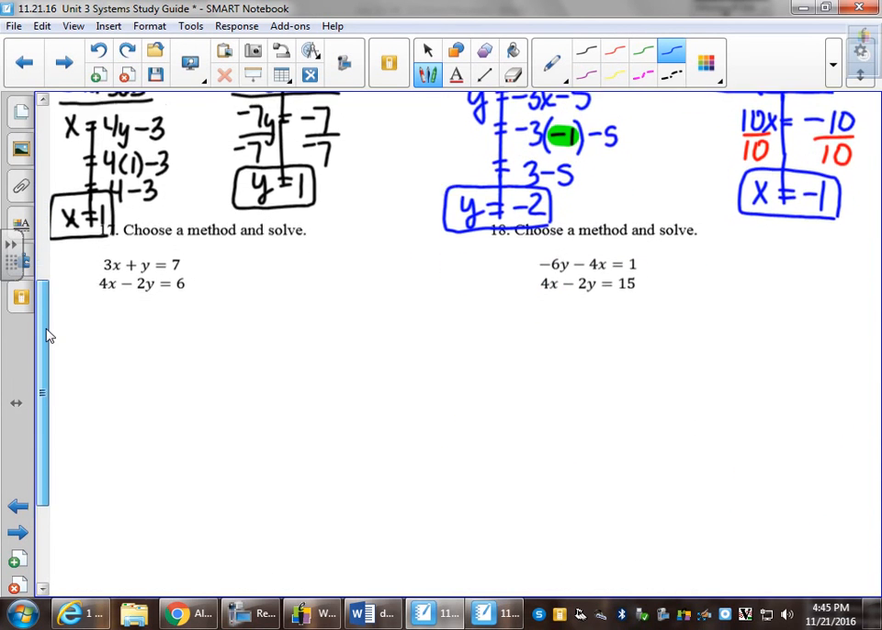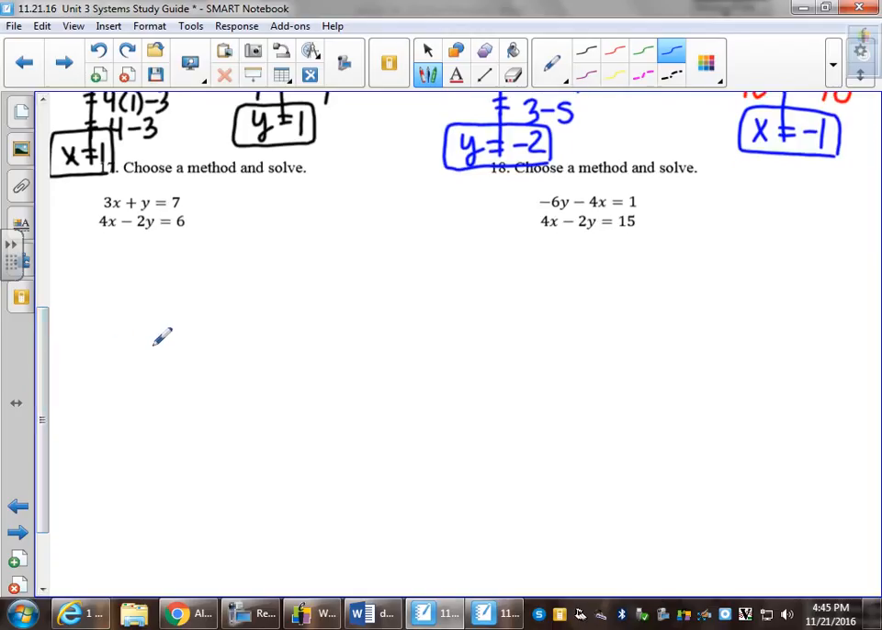17 and 18 say, choose your method and solve. So when I look, this is in standard form. I check, no inverses here. The closest I could get would be a 12 and a negative 12. I'd have to multiply both equations to get x's to cancel. Take a look at the y's. Here I have a negative 2y. I could multiply this top equation by 2, and I'd get my y's to cancel.